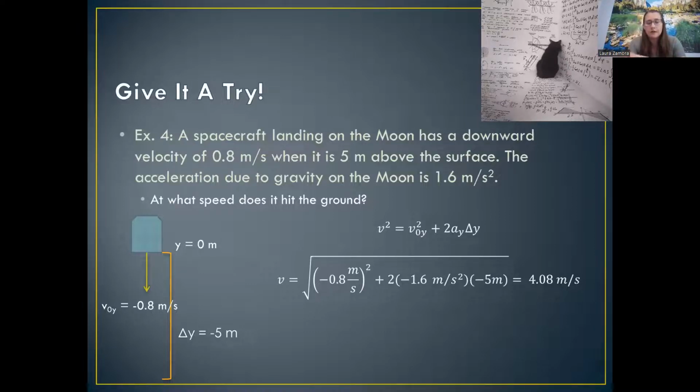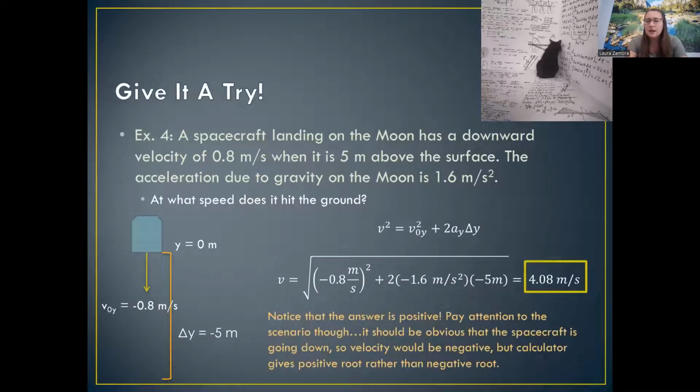So our initial velocity, negative 0.8 meters per second, square that, right? 2 times our acceleration due to gravity. Again, mine is negative because that is the coordinate system that I chose. And a change in height of negative 5 meters, again, based on the coordinate system that I chose. Okay, so when we take the square root, that gives us 4.08 meters per second.